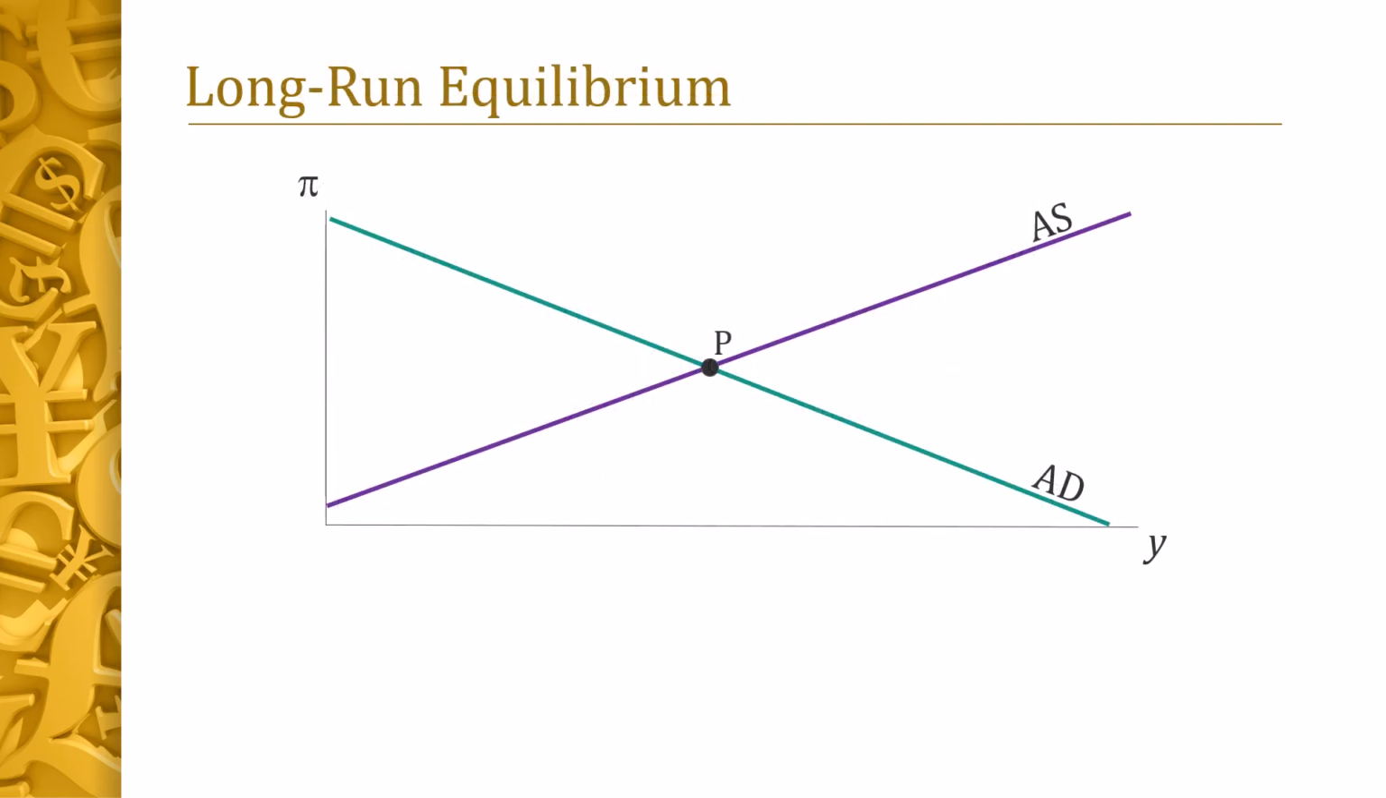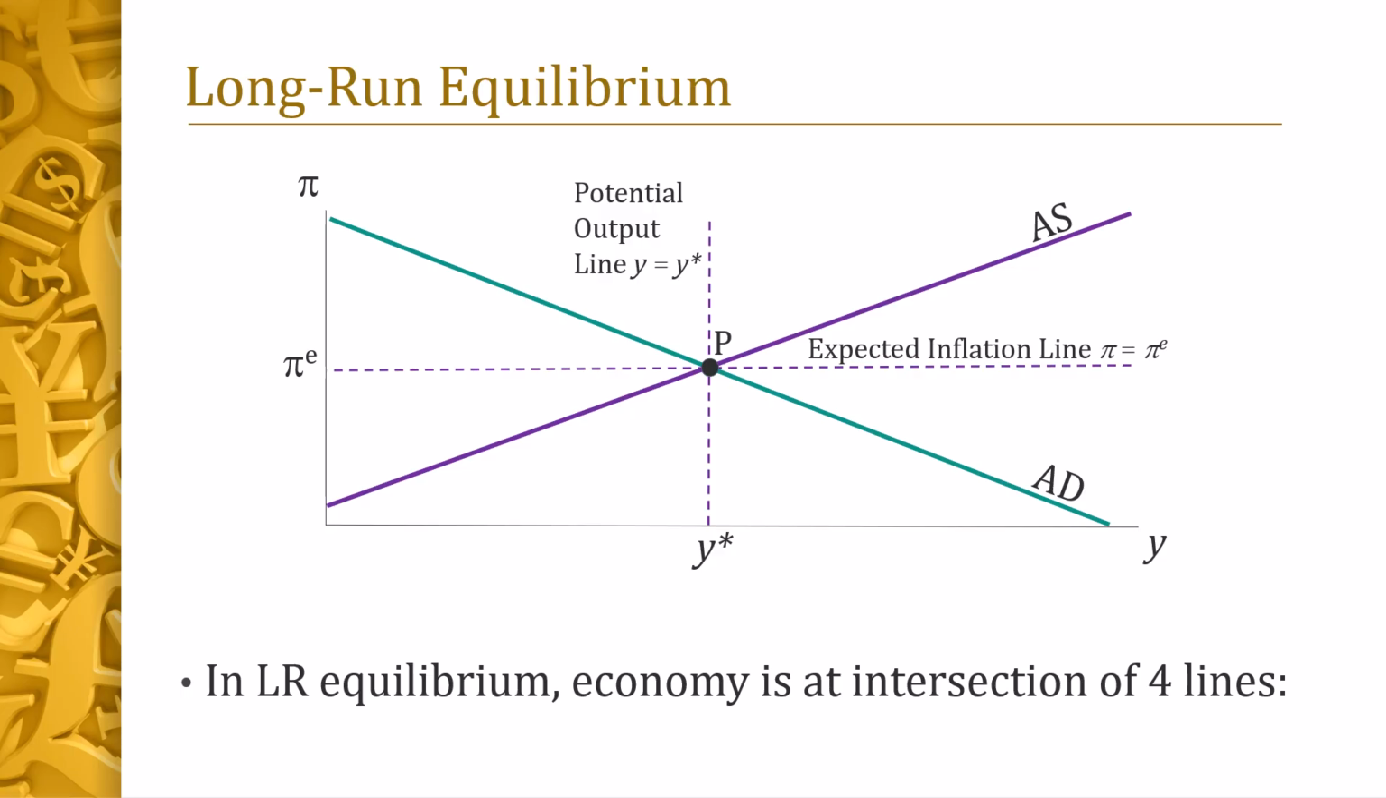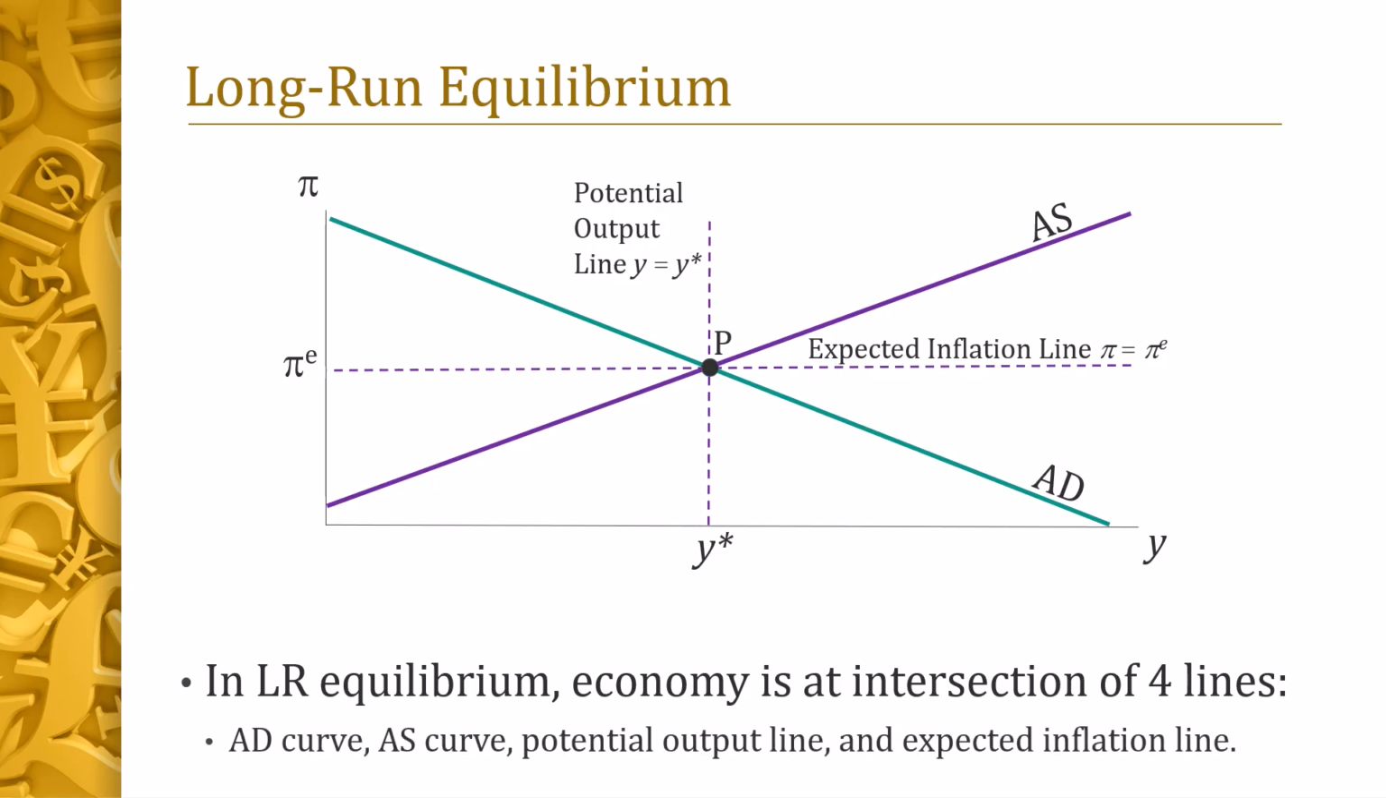We now depict this result in the diagram. First, since output equals potential output, point P must lie on the potential output line. And since inflation equals expected inflation, point P also lies on the expected inflation line. We have shown that in the long-run equilibrium, the economy is at the intersection of four lines: the AD curve, the AS curve, the potential output line, and the expected inflation line.